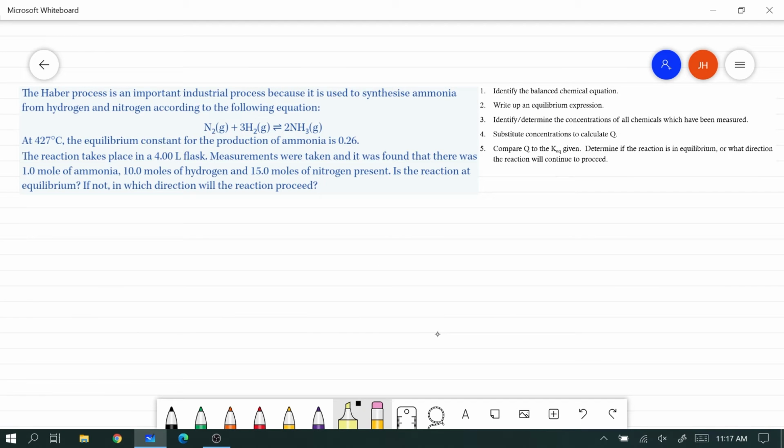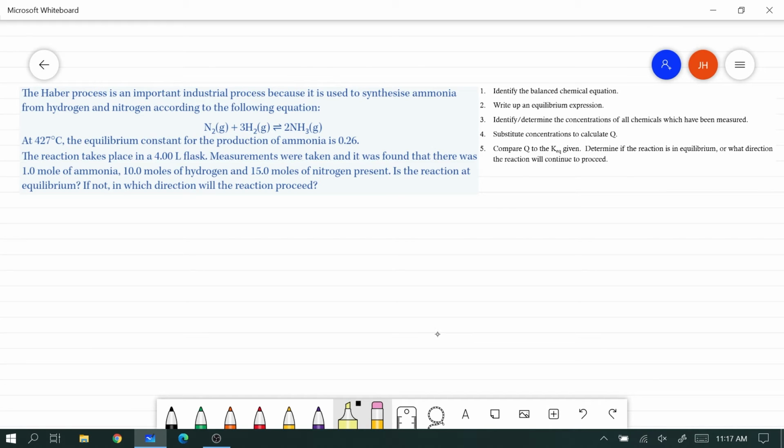So in this video's practice question, we are looking at the Haber process. It's an important industrial process because it is used to synthesize ammonia from hydrogen and nitrogen according to the following equation: N2 + 3H2 is in equilibrium with 2NH3. And so at 427 degrees Celsius, the equilibrium constant for the production of ammonia is 0.26.